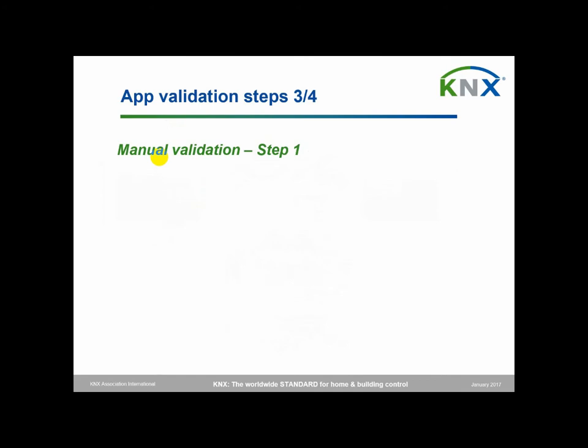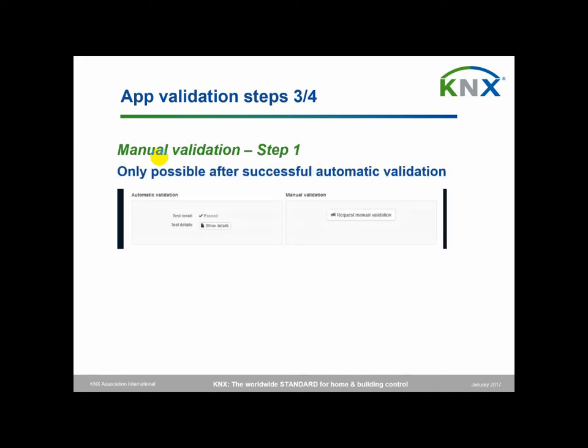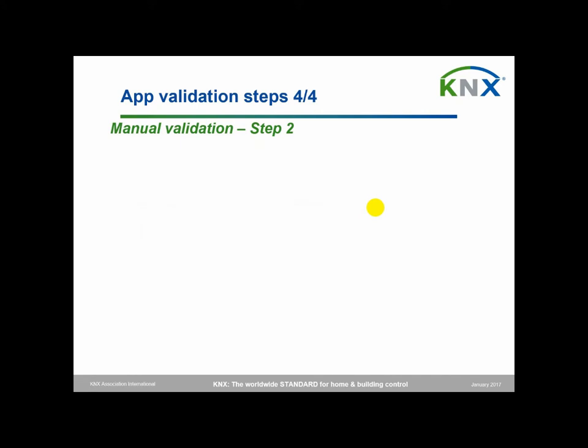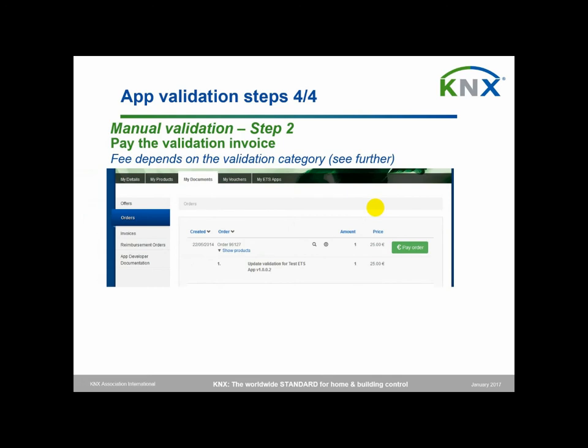Manual validation, so that would be step 3, so to say. So manual validation step 1. That is, this will only start if the automatic validation was successful and after your explicit request. So you have to click this request manual validation button here, and yeah, so that's step 3. Step 4 then is the manual validation step 2, and that is where you will be offered to pay the so-called validation invoice.